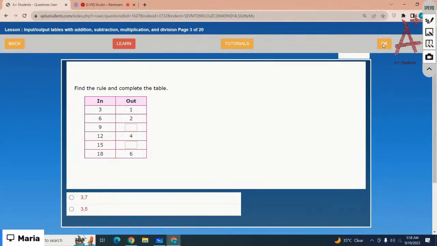Okay, find the rule and complete the table. So what is the rule and how do you complete the table?